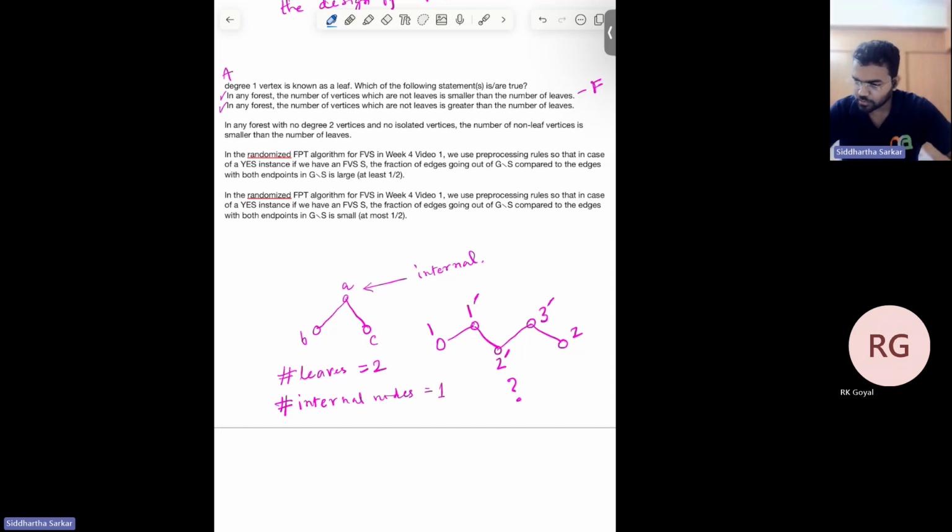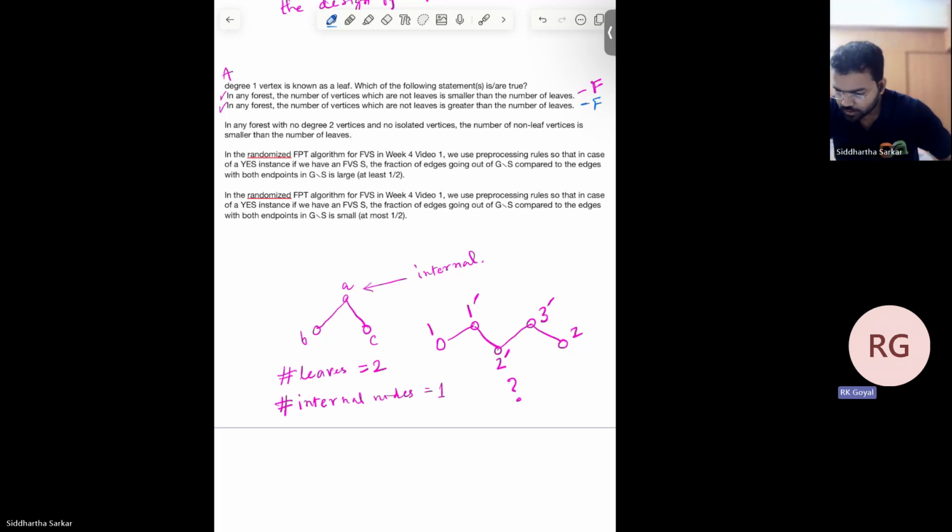In this figure on my left is a complete binary tree, and there are two leaves, but only one internal node. So it is not necessary that there are more internal nodes than the leaves. So it is also false. But you are right, these two statements are reverse of each other, but they are not complementary in nature. So both can be false simultaneously.